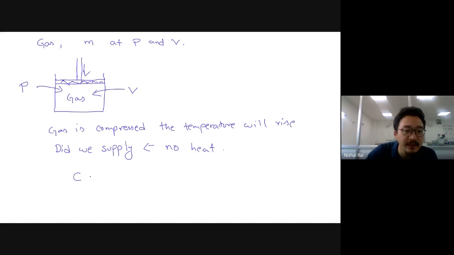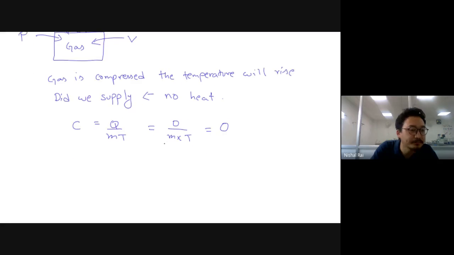So specific heat is given by what? Q by mΔT. As you have not supplied any heat, it will be 0 divided by m into your temperature change, which is basically 0 during compression.